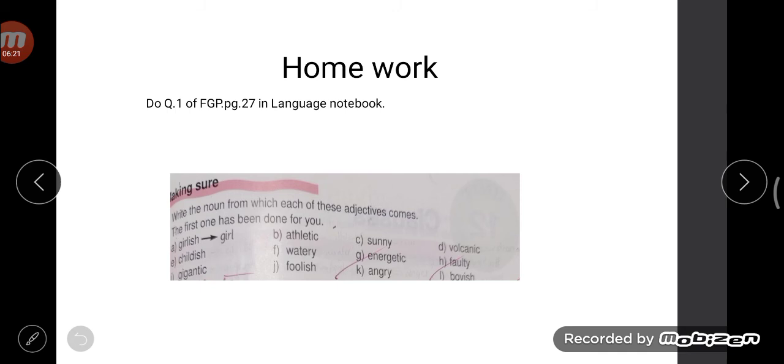Now, this is your homework. You are supposed to do question number 1 of FGB, page number 27 in the language notebook. You're supposed to write the noun from which each of these adjectives comes. The first one has been done for you, like girlish comes from girl. Childish, it comes from child.